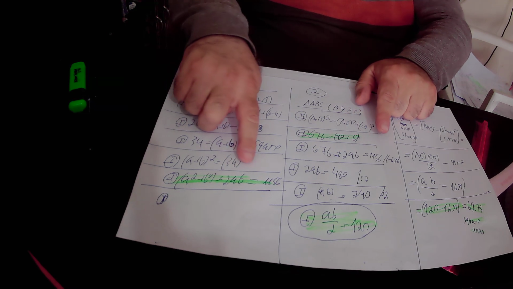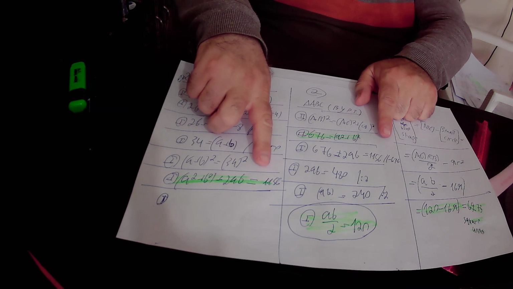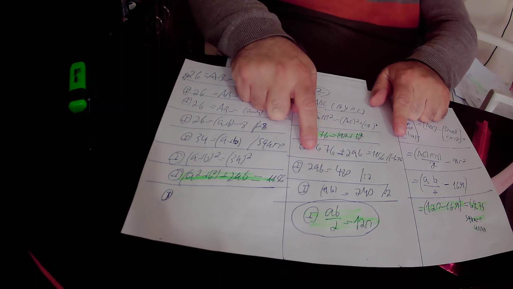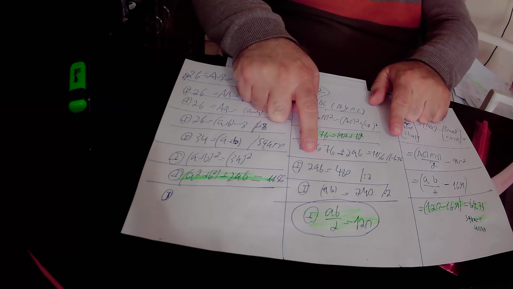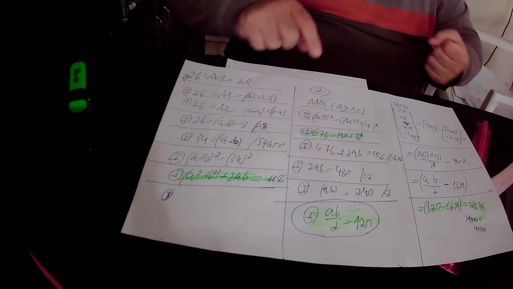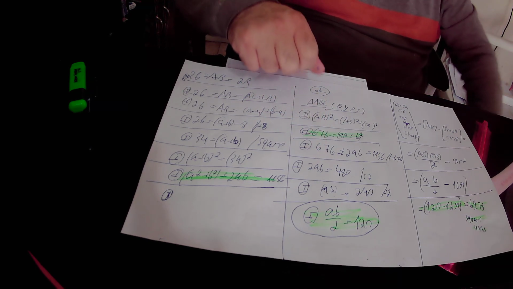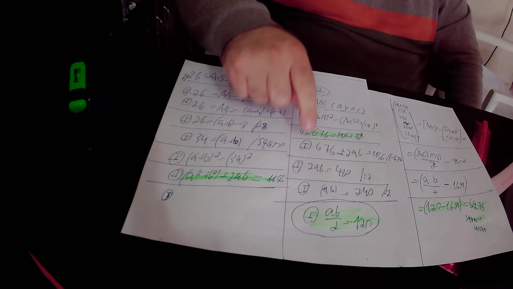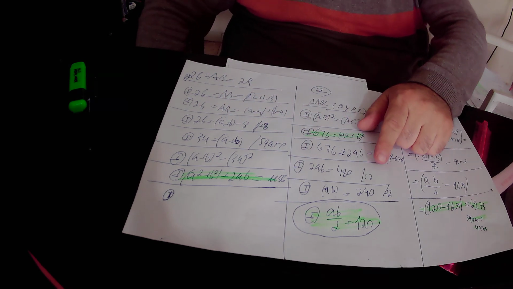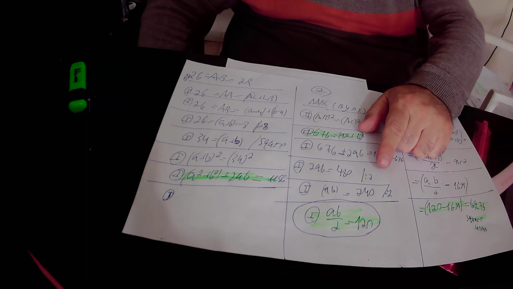2AB equals 1156. Here we subtracted 676 from this equation, and we found out that 2 times AB equals 1156 minus 676, which is 480. So 2 times AB equals 480. We divided this equation by 2, and we got that 2 times AB over 2 is AB, so AB equals 480 over 2.